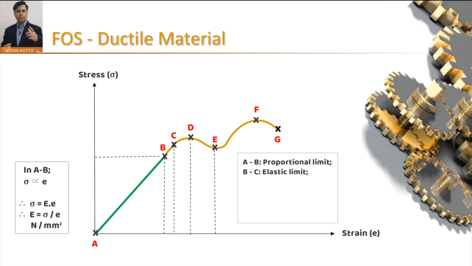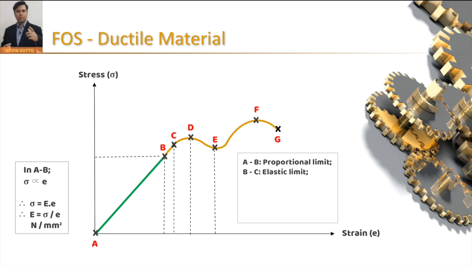Once we cross region AB and go into the region BC, which is the elastic limit, the material behaves in an elastic way. What does it mean? It means that whenever you remove the stress, whenever you remove the load, the material will regain its original shape and size. But you observe here, it is not a straight line relationship, it has a curve relationship. That means stress is not directly proportional to strain anymore in the elastic limit.